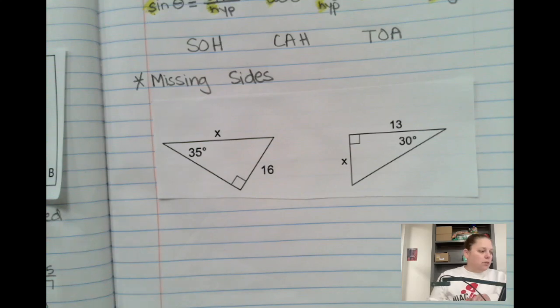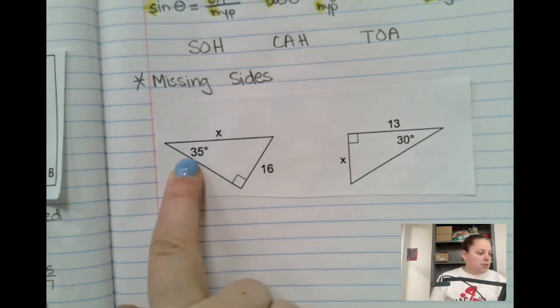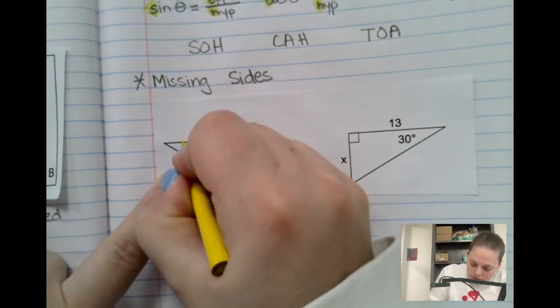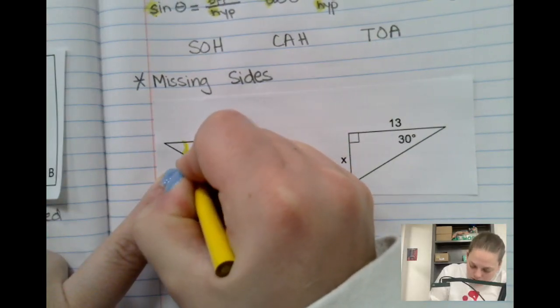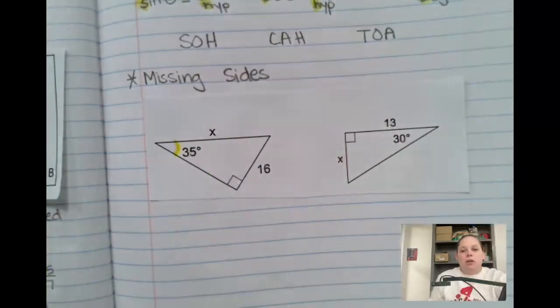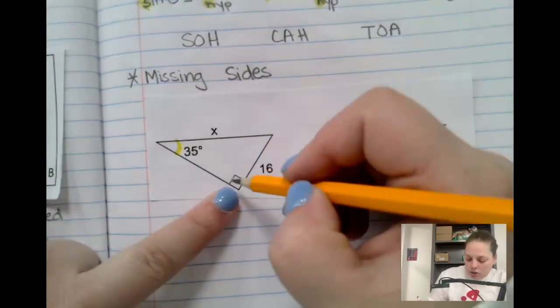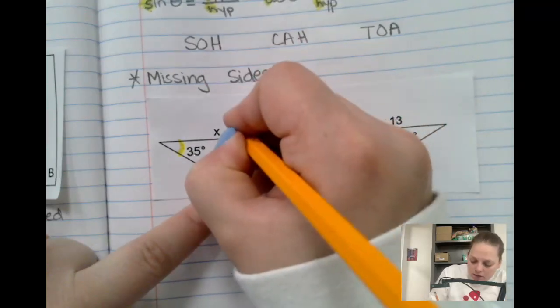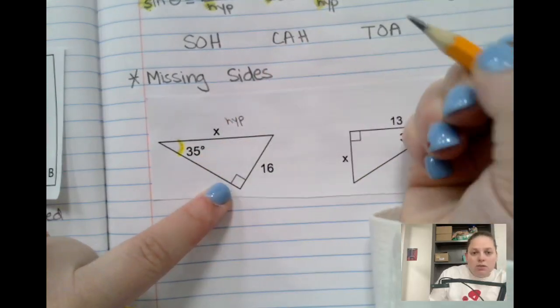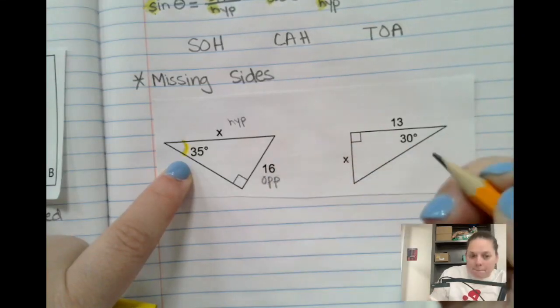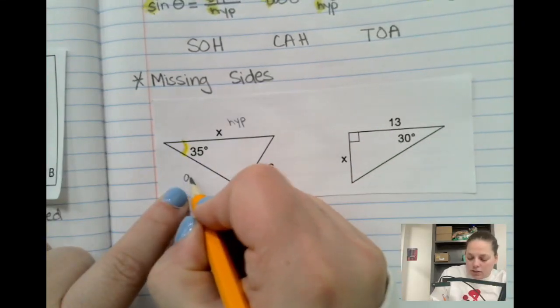All right, so the first thing we need to do is look at our reference angle here, which is this 35 degrees. That's really important, because we're going to label these parts based on that. So I always start with my hypotenuse, that's across from the 90. So here's my hypotenuse. This would be my opposite, which means this is my adjacent.